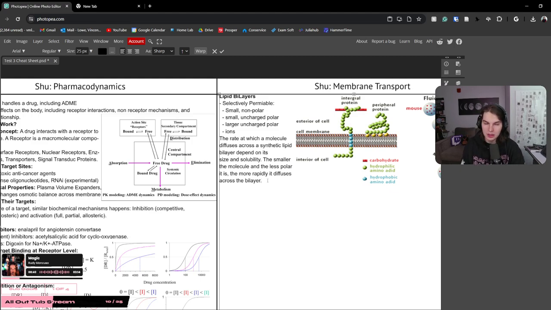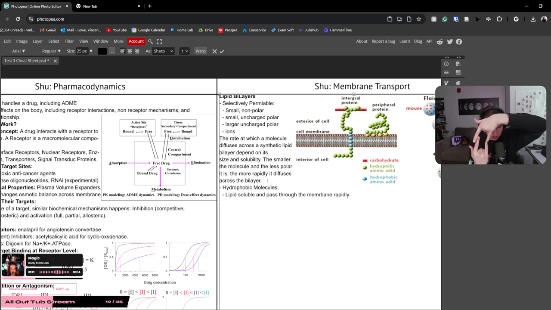Alright, let's look at more permeability of these. We have hydrophobic molecules, and these are essentially lipid soluble and pass through membranes rapidly. Hydrophobic means not water loving, and the reason they can pass through is that lipids are an interesting thing. It especially depends on lipid bilayers. Bilayer basically means that there are two sections of lipids that make up the membrane, and that's what a lot of cells are made out of. But this is all generally speaking.